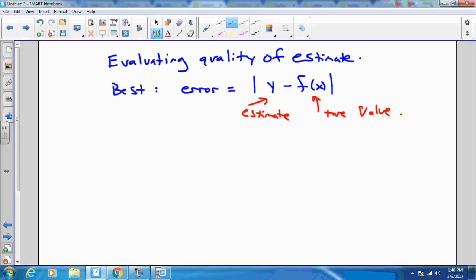If I can, I will evaluate the quality of my estimate like this. But this is actually rarely possible to do, and the reason for it is really simple. If I knew the true value, I wouldn't bother to estimate, right? So this is rarely possible, but it's the best way to go, if you can.